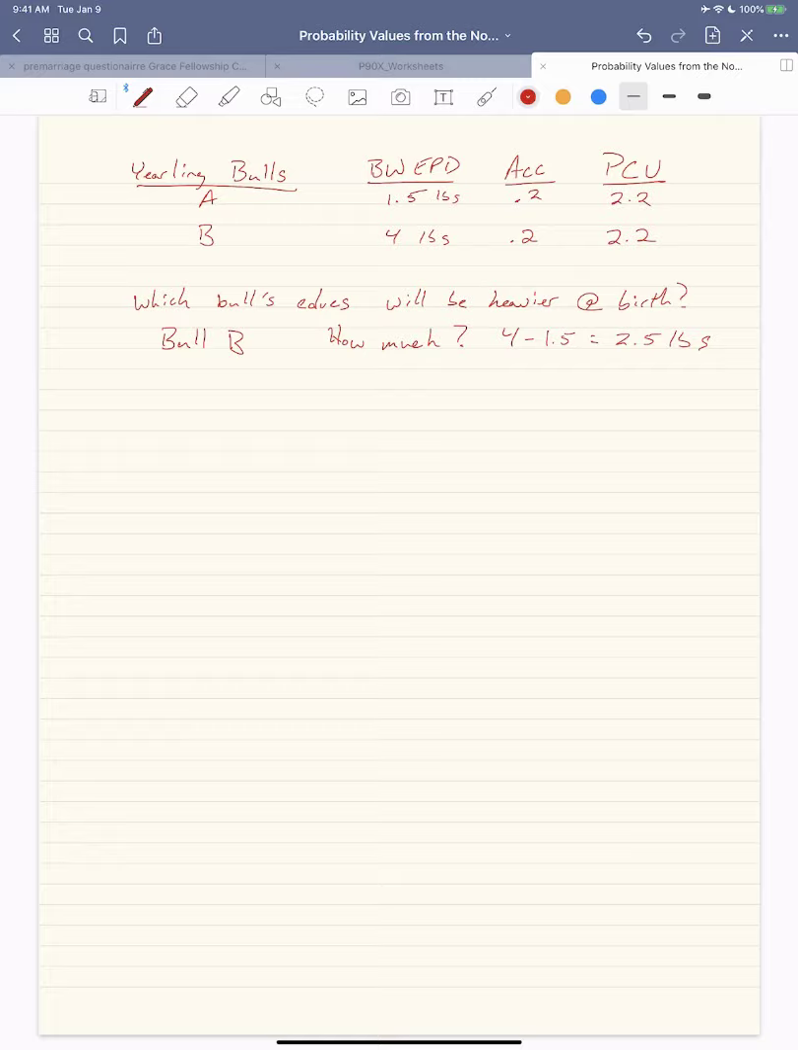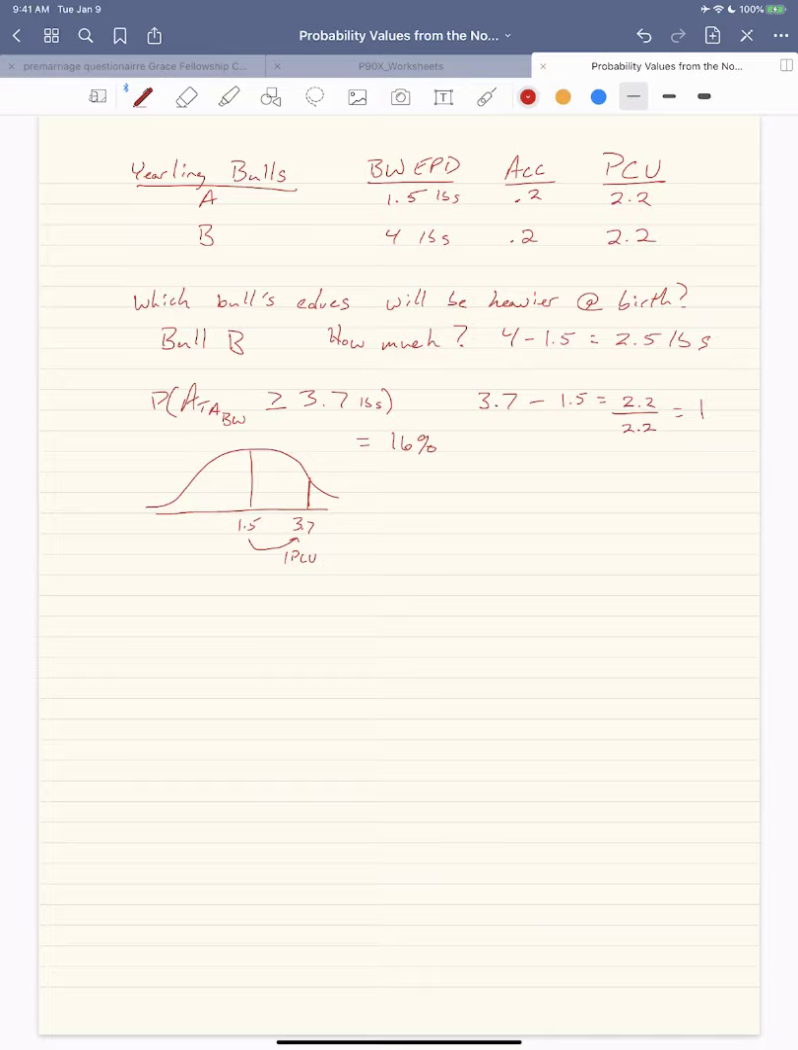So now we're going to do another problem real quick. We're going to look at the probability that bull A's transmitting ability for birth weight is actually going to be greater than 3.7 pounds. So we can draw our little normal distribution, sorry. 1.5, so it must be greater than 3.7 pounds. 3.7 is one possible change value away. Another way to determine that is take your given value, 3.7, and subtract it from your EPD, 1.5, which gives us 2.2. Divide that by our possible change value, which gives us 1. So this probability is going to be equal to 16%. Remember, we said we're not going to use the Z table when it falls exactly on one possible change value away.